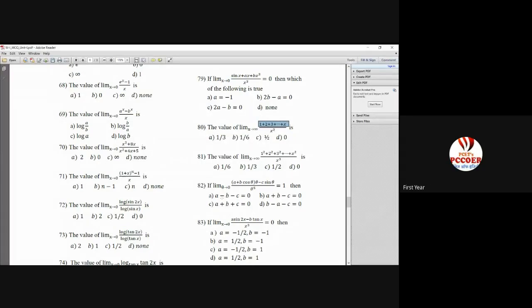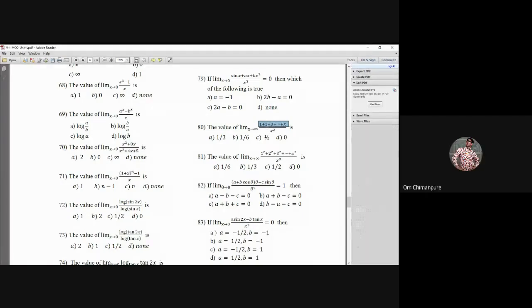Ma'am, is it 1 by 2? I think so. Yes, it should be 1 by 2. Answer is 1 by 2. That's right. How to do it? This 1 plus 2 plus 3 plus dot dot dot x which is there, this is the sum of the first x terms. So what is the formula for it? What's the formula? x into x plus 1 divided by 2.